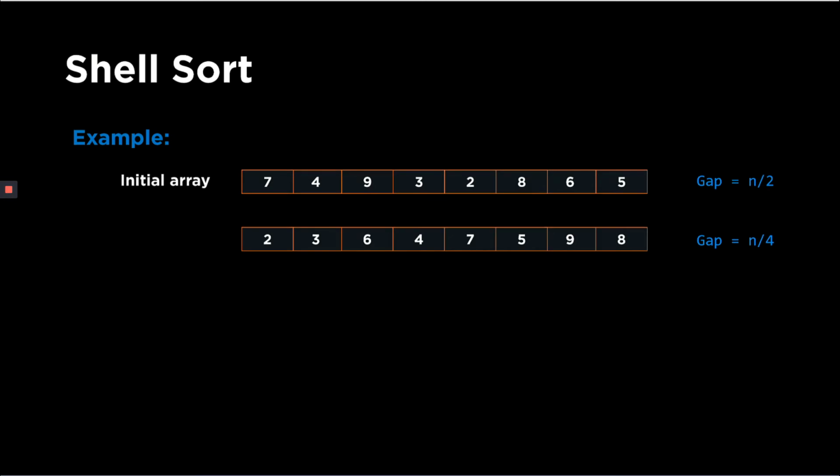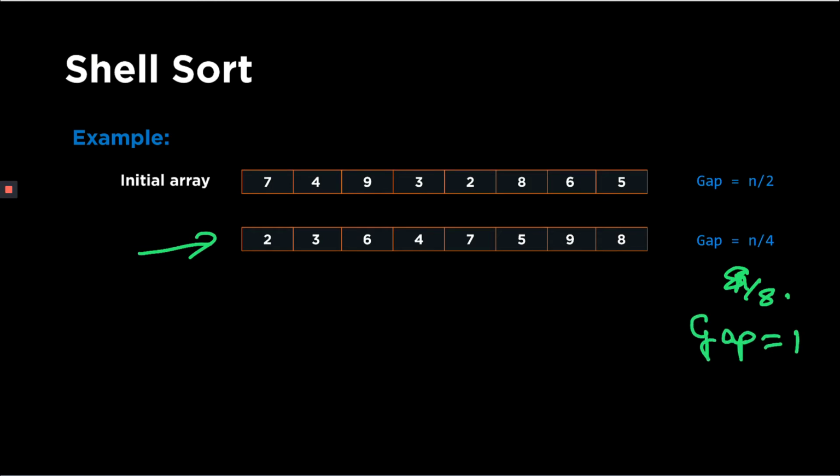Let's now see our other example. In this case, 8 and 5 were swapped, and now 5 is being compared with the previous element, which is 4. Since they are in order, nothing happens, and we have our final array at the end of the second pass. Now we have n divided by 8. N is 8, so we have a gap of 1.